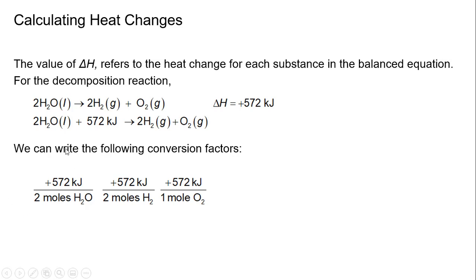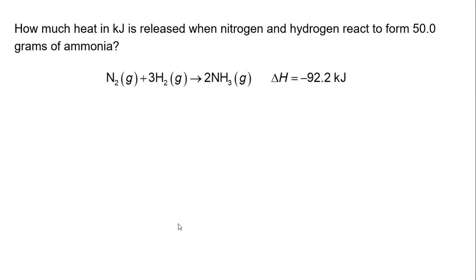Now, this is where it might be a little confusing, but it actually is not a big deal from anything you've learned this section. This 572 is representative of any substance here. That means that 572 equals 2 moles of water, 572 equals 2 moles of hydrogen, and 572 equals 1 mole of oxygen. It applies to everything in this balanced equation. And now we're going to use it.